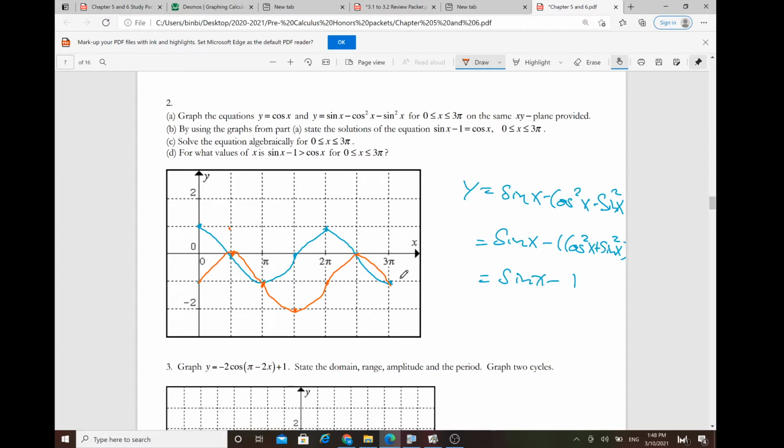Now let's see what else we have for this one. Using the graph from part A, state the solutions of the equation sine of x minus 1 equals cosine of x. Again, simplifying, it's the same equation. You want to find the points where they intersect. Those would be these two points, the one I'm pointing at right now. So that would be what? Pi over 2.